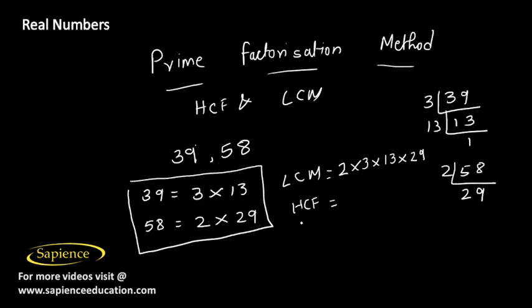This will be the LCM of these two numbers. And for HCF, we need to take the common factors. In this case, there are no common factors, so we will just write 1, because 1 is always a factor of everything. So 1 will be common. We can write 1 as the HCF. This is how we find out LCM and HCF using the prime factorization method.